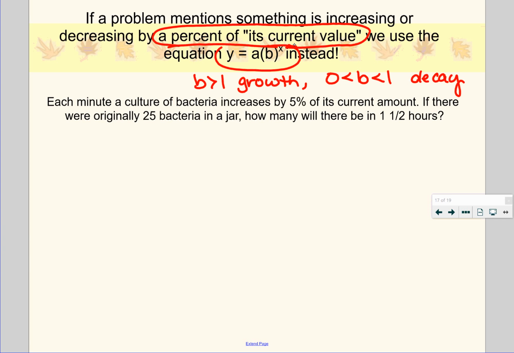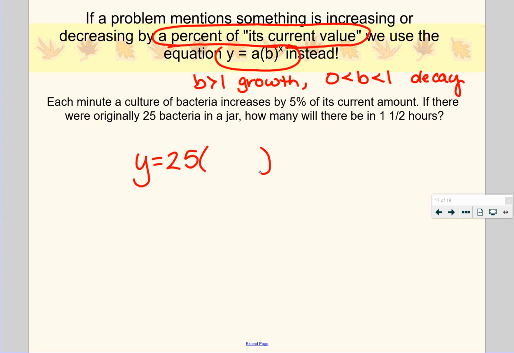So example, each minute a culture of bacteria increases by 5% of its current amount. If there were originally 25 bacteria in the jar, how many will there be after 1.5 hours? So you need to find A, your initial amount, B, your growth rate, and then X, your time, are the 3 pieces of information we're looking for here. What starting amount do we have? How many bacteria? 25.